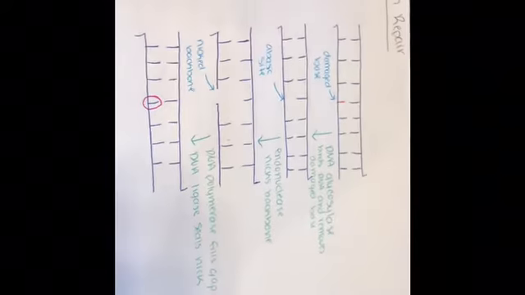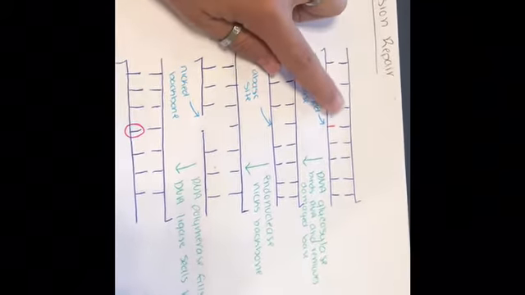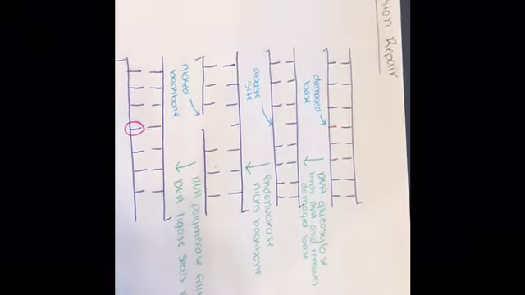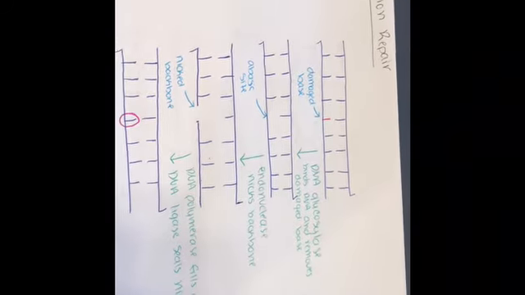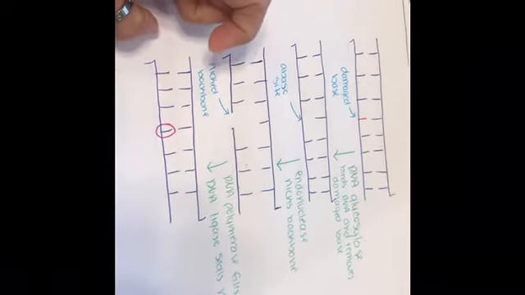So we have our DNA strands, our nucleotide bases. Here's the damaged base. DNA glycosylase binds the DNA and removes the damaged base. So here's the removed damaged base. It's called an abasic site.